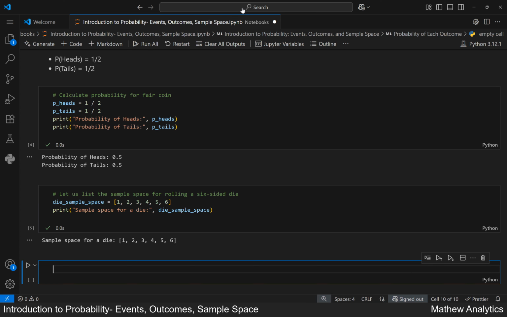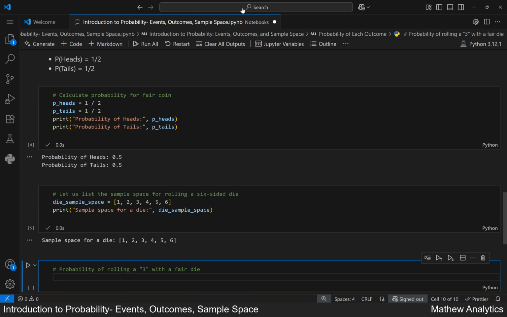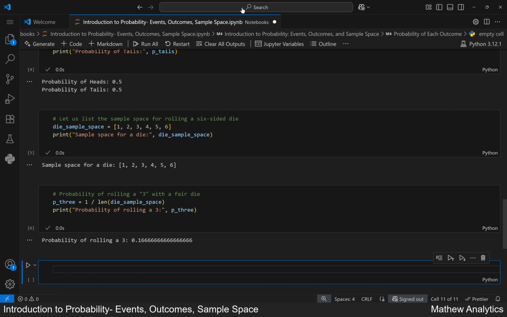Let us find the chance of rolling a 3 with a fair die. We divide 1 by the number of possible sides. This gives us the chance for rolling a 3. We print that probability. Running the cell now. Try changing the code to see other outcomes, like 4 or 5.